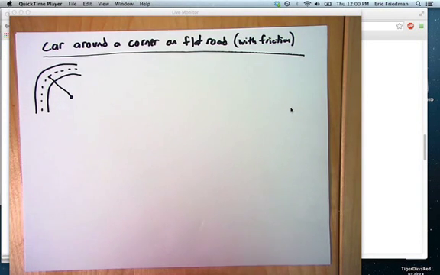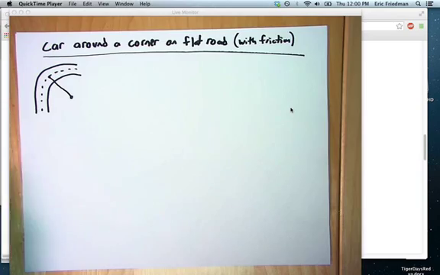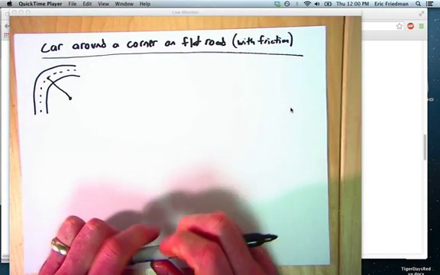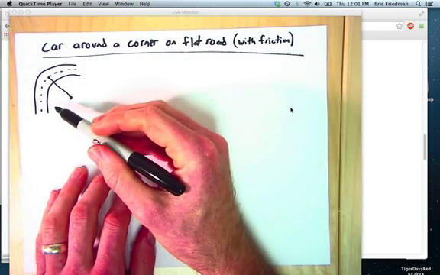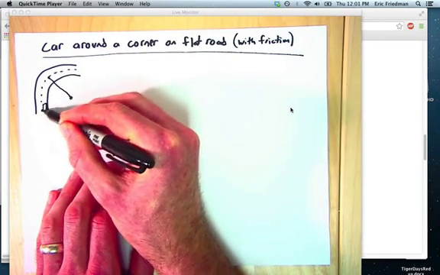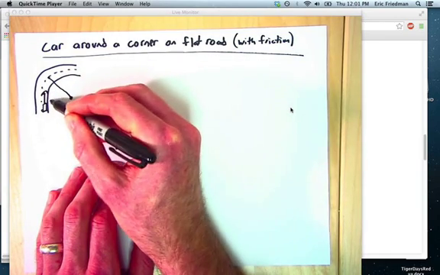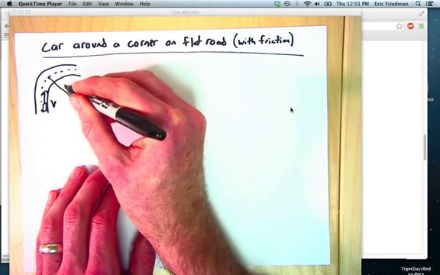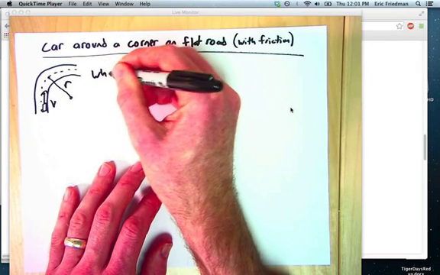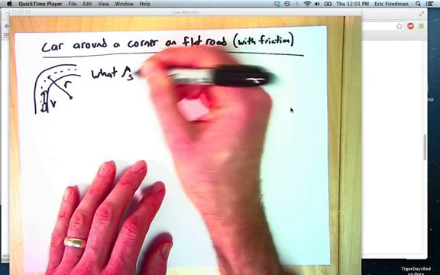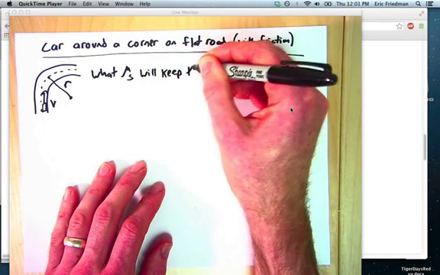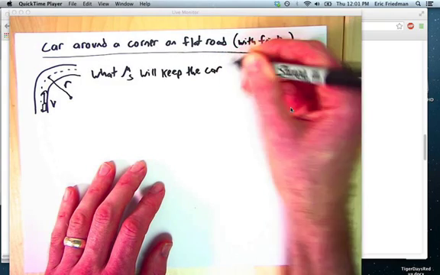Okay, this video is going to be about a car going around a corner on a flat road with friction, and we'll see how this is going to work. So this is the same diagram from the last time with the road, and we're going to have a car that's going to be moving. So we need to know the speed of the car and the radius of the corner. This time the question is going to be, what coefficient of static friction will keep the car on the road? Will keep the car from sliding.